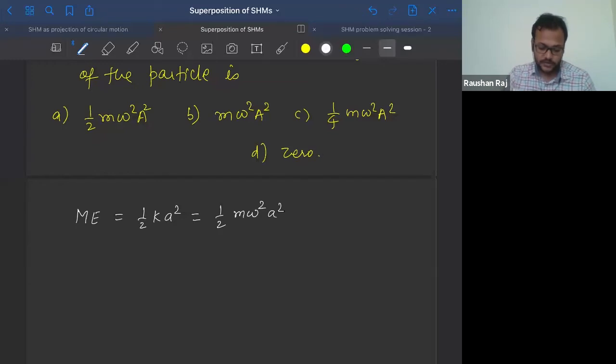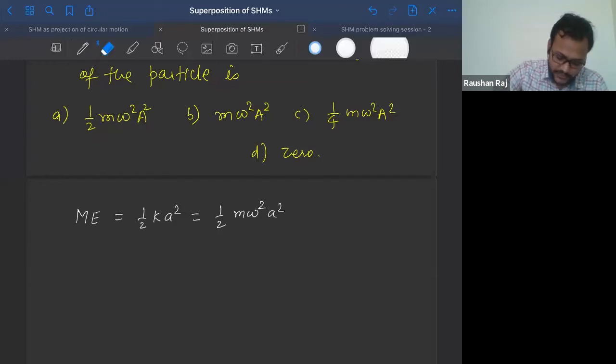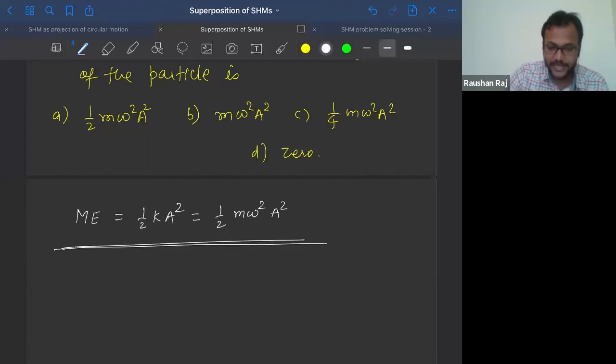What is this A? Amplitude. So let me write this with capital A. So capital A square. This is the formula for total mechanical energy of a particle undergoing simple harmonic motion. Now, do we know the value of A here? If we know the value of A here, we can answer it clearly. But do we know the value of A here?